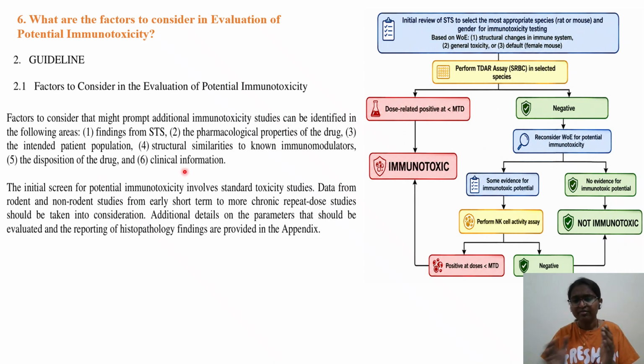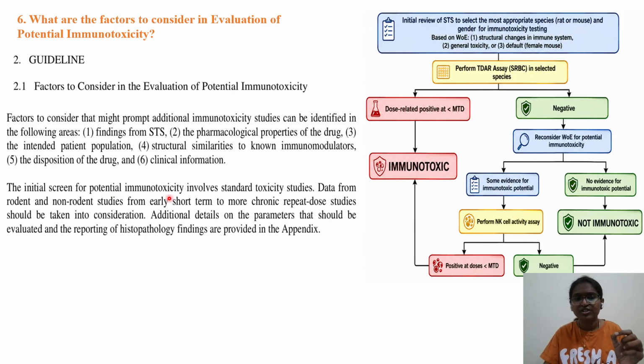Clinical information. If the drug is at the investigational stage and you have done some phase one trials, or the phase one trial is still under conduct, and in a few patients you have found some immunotoxicity, then that should be a hallmark to understand that yes, we need additional immunotoxicity studies in animals, if you have not done them till now.